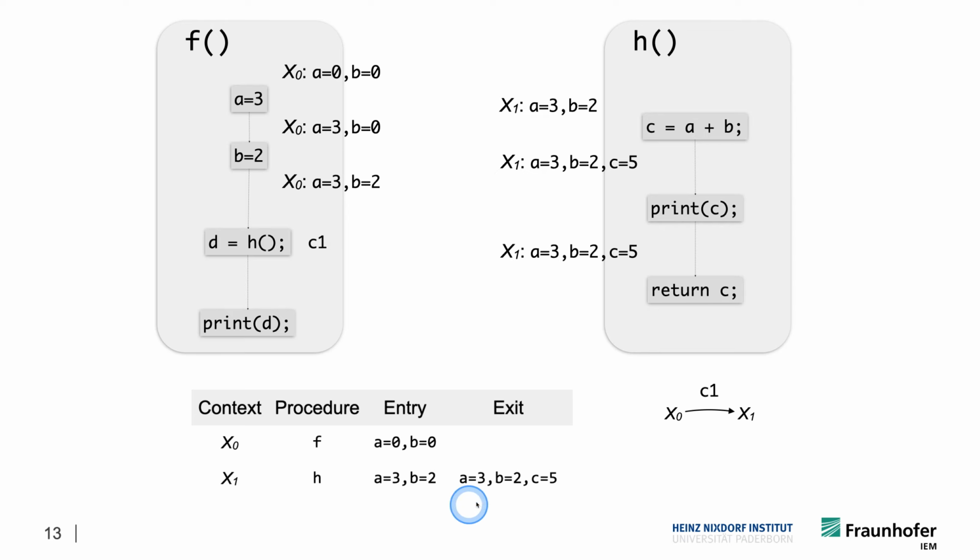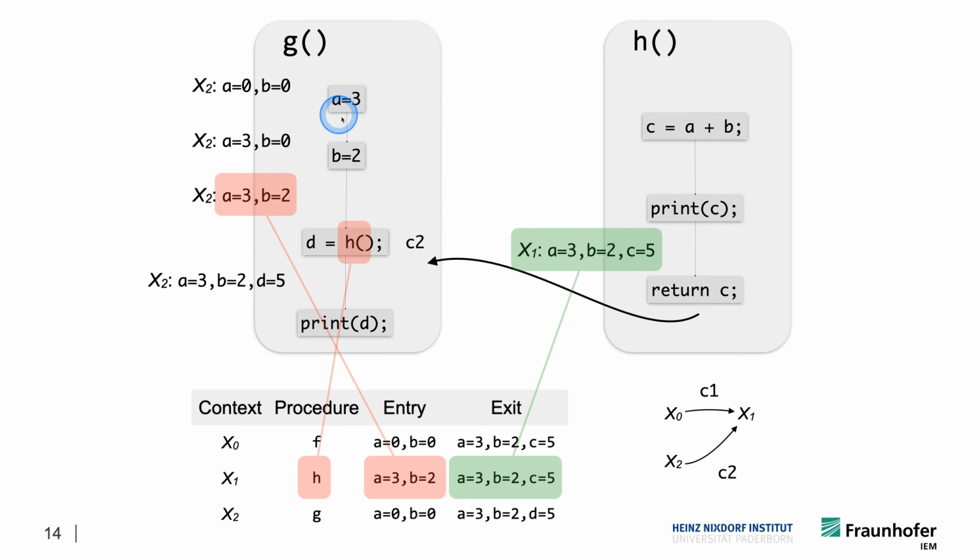Now we have computed that summary information for this context X1, but how does this help us? So let's again assume that we have this other calling context G, and we are looking again at the variant that is identical to F, where we would normally, using the call strings approach, have duplicate computation. So now we have context G, and it's doing the same as F, assigning 3 to A and 2 to B. This means as we compute through G and reach this call site C2 that is also calling H, we can do the following.